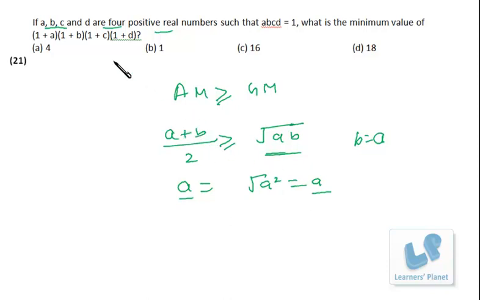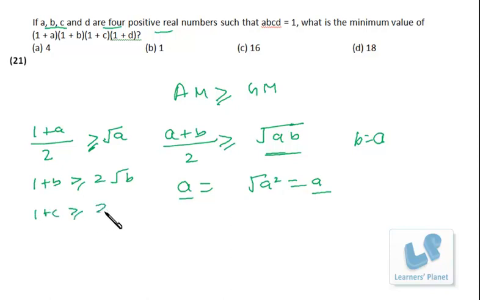Okay, now we have to find out the minimum value of this expression. Now for this, 1 plus A, the arithmetic mean of 1 and A is this, and that will be greater than or equal to its geometric mean, so it's root A. Okay, similarly 1 plus B is greater than or equal to 2 root B. 1 plus C will be greater than or equal to 2 root C, and 1 plus D will be greater than or equal to 2 root D. Now it is also 2 root A.